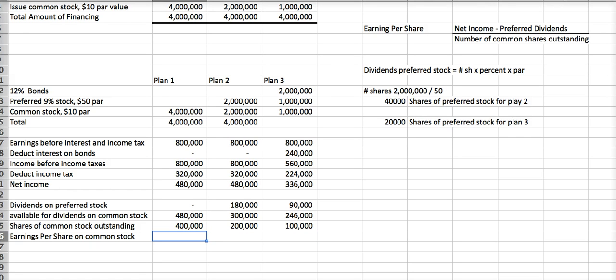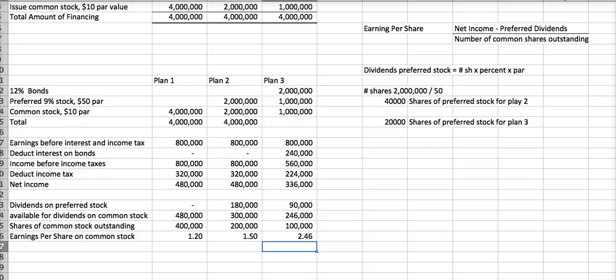So therefore my earnings per share, which is net income minus preferred dividends, this one right here, divided by number of shares outstanding. That's earnings per share. So let's see what it looks like. And it's probably rounding, so let me get rid of some rounding here. Add some decimals. So in this plan, which one has the highest earnings per share? Plan 3 has the highest earnings per share.